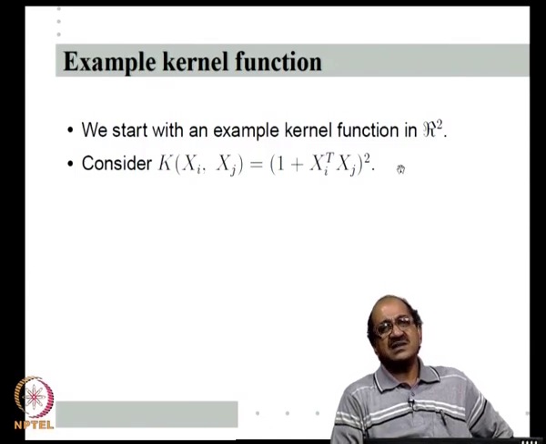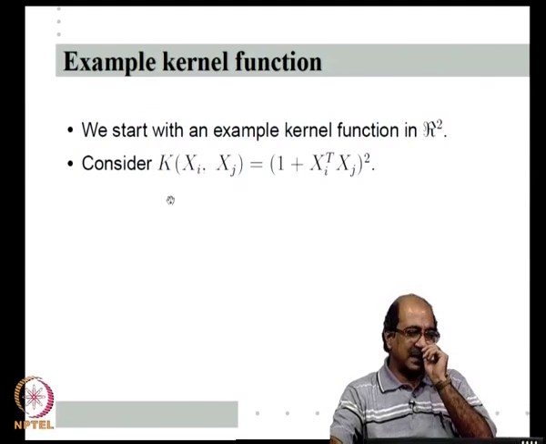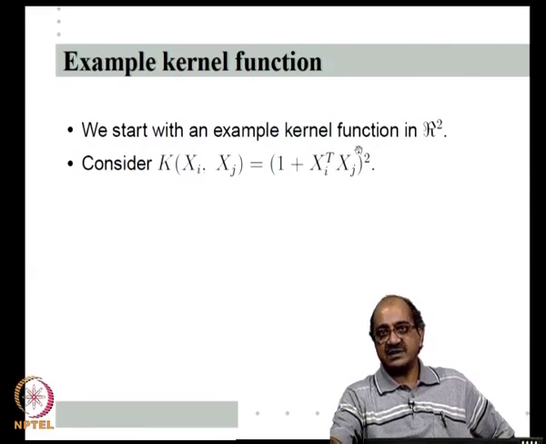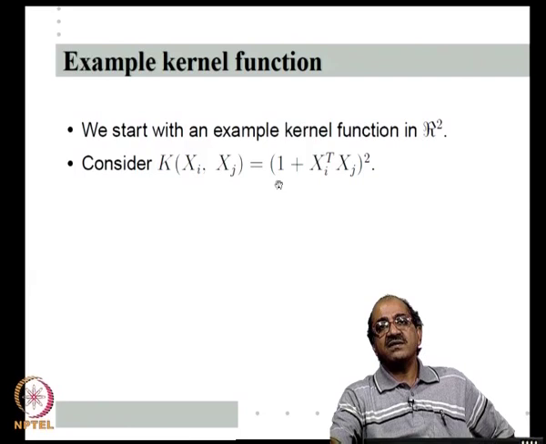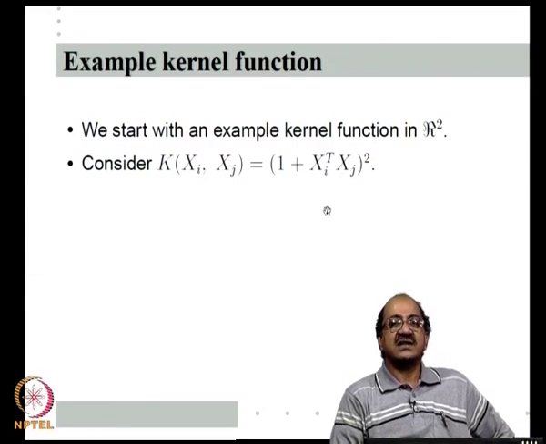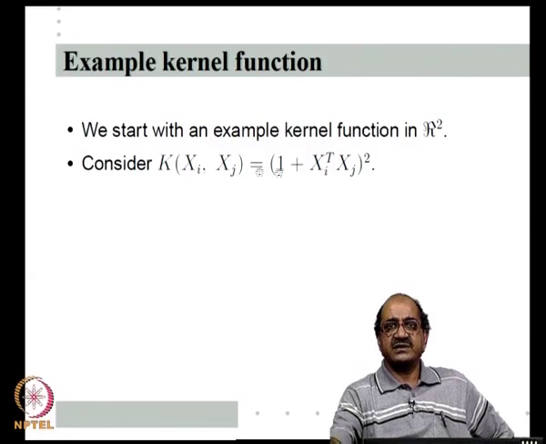As a point out, this is about as expensive as computing xi transpose xj. Suppose xi here is of course 2 dimensional, but in addition to xi transpose xj, once I calculate xi transpose xj, all I have is one addition and one multiplication to get the square, right. So, it is just one multiplication more than xi transpose xj. We will use the same kernel function in any dimensions later on, as we will see.